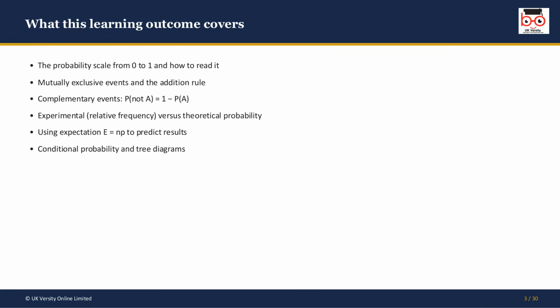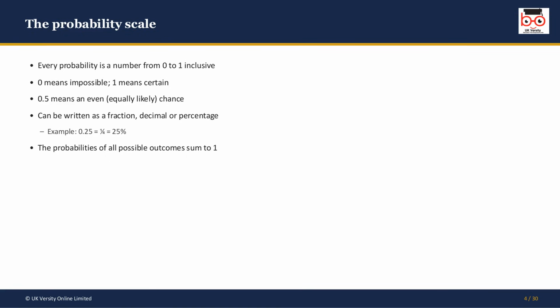rule, and use the complement rule that the probability of not A is 1 minus the probability of A. Then we'll contrast experimental and theoretical probability, use expectation, E equals NP, to predict outcomes, and work through conditional probability with tree diagrams. Every probability is a number somewhere between 0 and 1, inclusive.